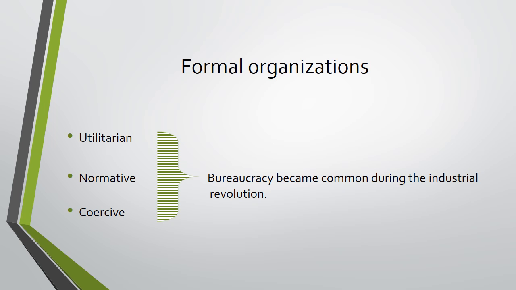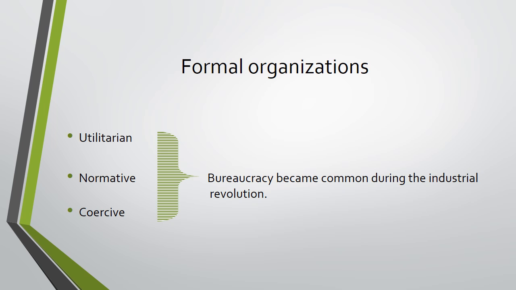Formal organizations are large secondary groups that are designed to achieve their goals efficiently. 3 types of formal organizations are utilitarian organizations. These are the ones people join in pursuit of material rewards, to make money, in other words. Normative organizations, or voluntary organizations, are the ones in which people pursue goals they consider morally worthwhile. And finally, there are coercive organizations, which are characterized by involuntary membership.